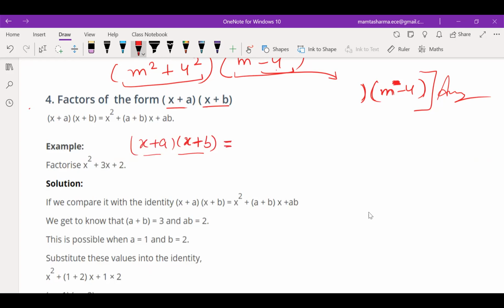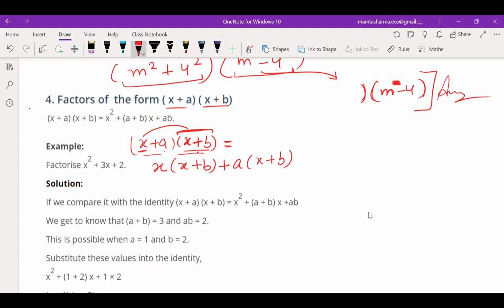They will be multiplied using the distributive law. First multiply this x with x plus b, then multiply this a with x plus b. How will you multiply? First multiply this x with both the terms, and then multiply this a with both the terms.